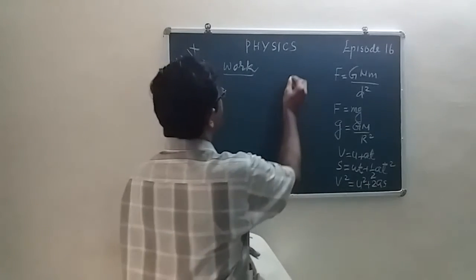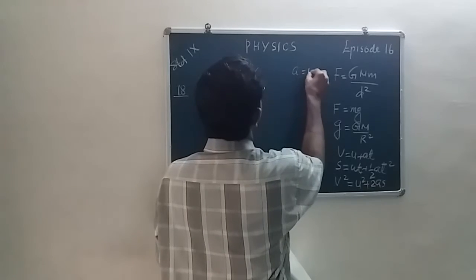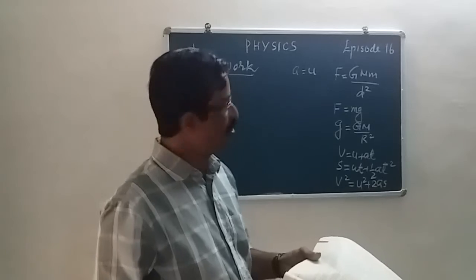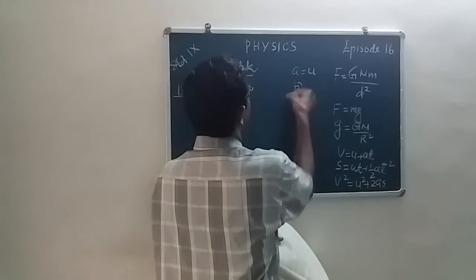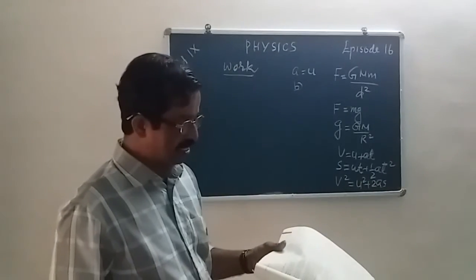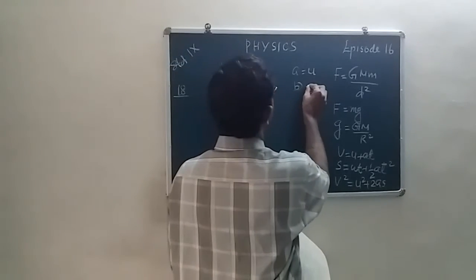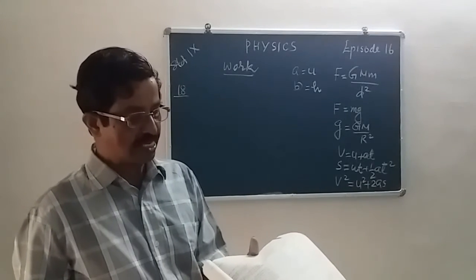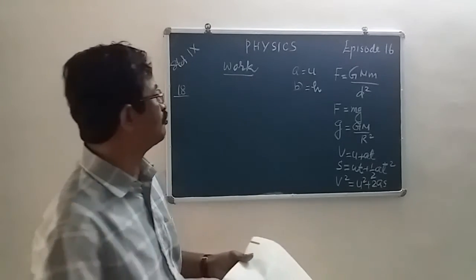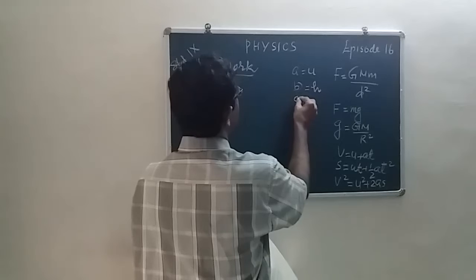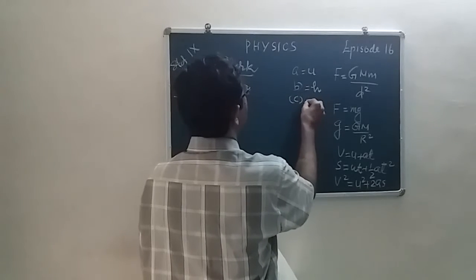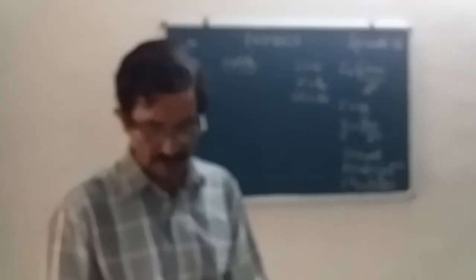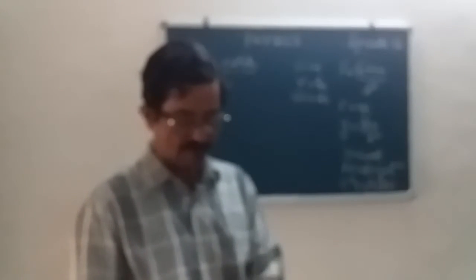That means we want to find out A, the velocity with which it is thrown up. B, the maximum height it reaches. Then C, its position after 4 seconds, that is, we want to find its position after 4 seconds. These are the things we want to find out for this problem.